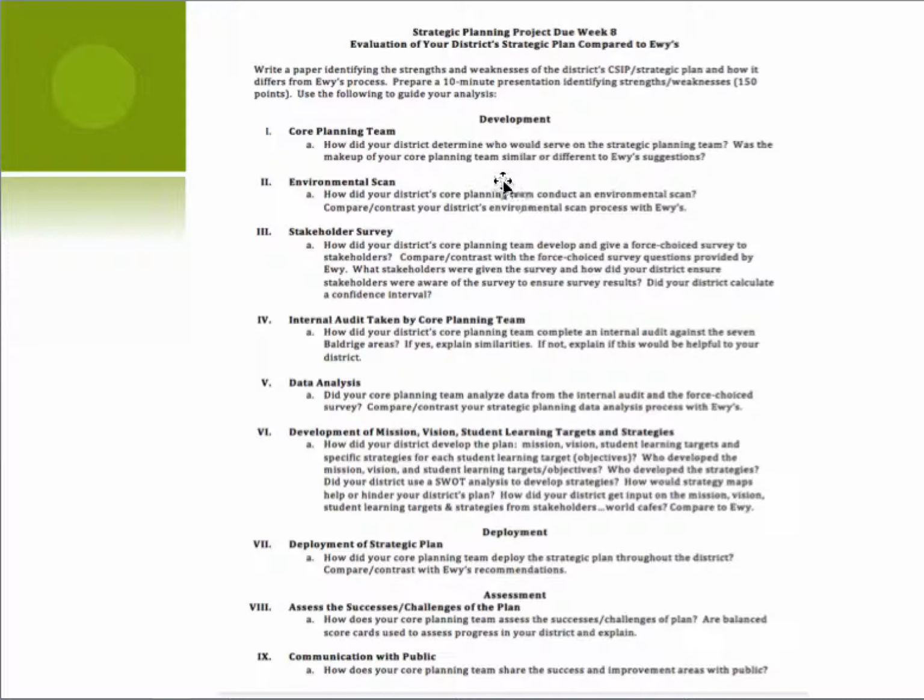So here's some specific directions for the assignment, and I'll walk you through these. But you are to write a paper identifying the strengths and weaknesses of the district's CSIP strategic plan, your district's, and how it differs from UE's process. And you'll need to prepare a 10-minute presentation.